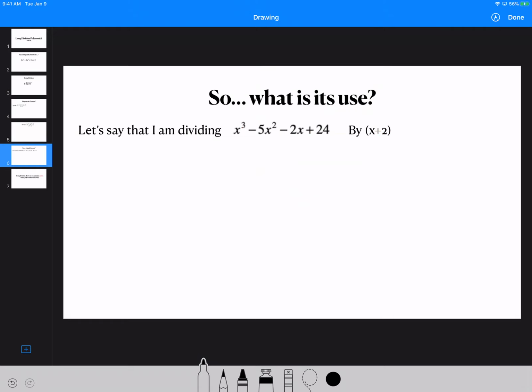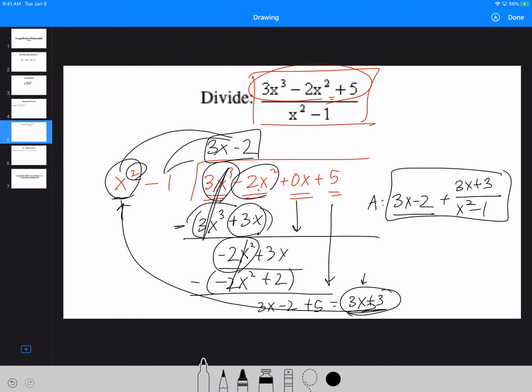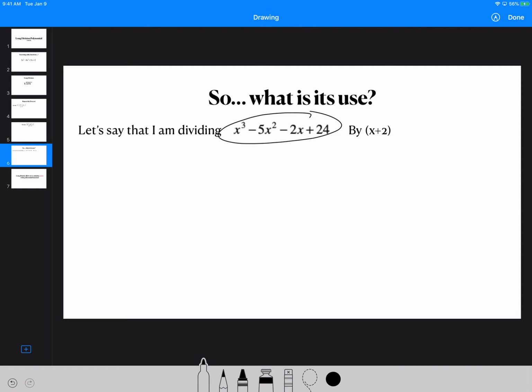Okay, so what is its use? I'm going to get to more of this topic later on. But today, I just want you to slowly focus on just getting the long division down. But the use of this tactic is to be able to find out the zeros of the function, basically.